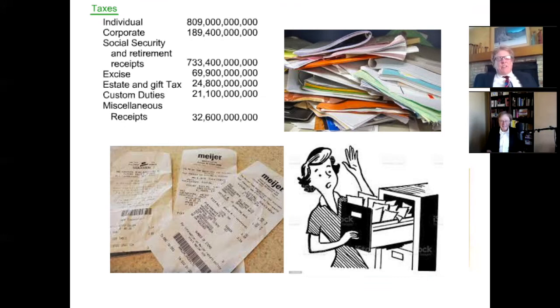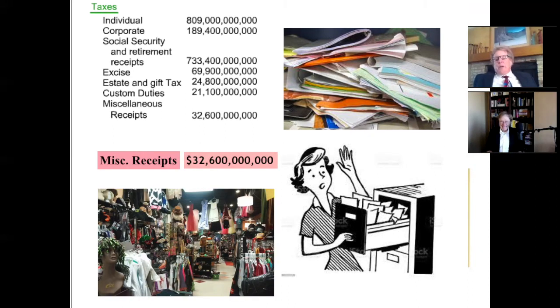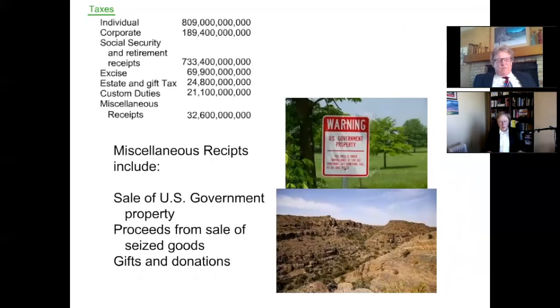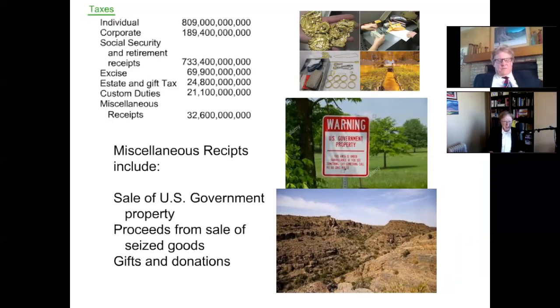Last, we have miscellaneous receipts. And I love this. Miscellaneous receipts, only $32.6 billion. So what's included in miscellaneous receipts? Well, since you asked that question, Reff, miscellaneous receipts include sale of U.S. government property, proceeds from sale of seized goods, gifts, and donations.